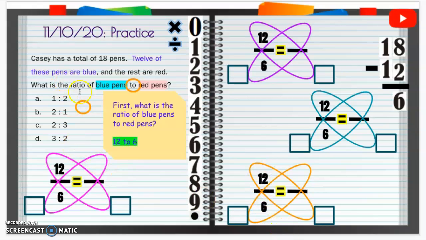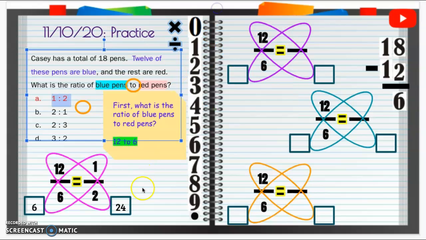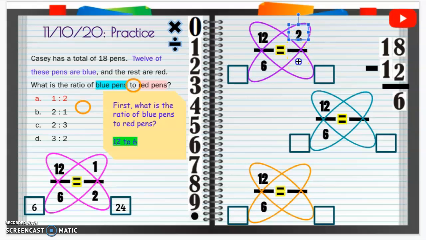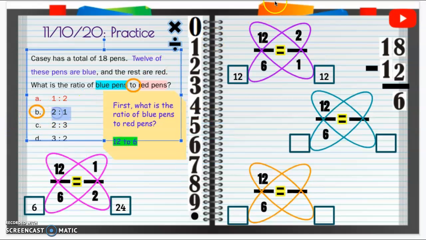So, okay, so if we have this 12 to 6, the first one, letter A, says 1 to 2. Well, let's see 1 to 2. All right, so 12 times 2 I know is 24. Whoop, not 23, 24. 1 times 6 is 6. Is that it? No. I'm going to put that in red because I know that's not it. How about the next one? B is 2 to 1. So let's do 2 to 1. 2 times 6 is 12. 12 times 1 is 12. Yes. Let's double check the other ones though. So I know that one's one of them.